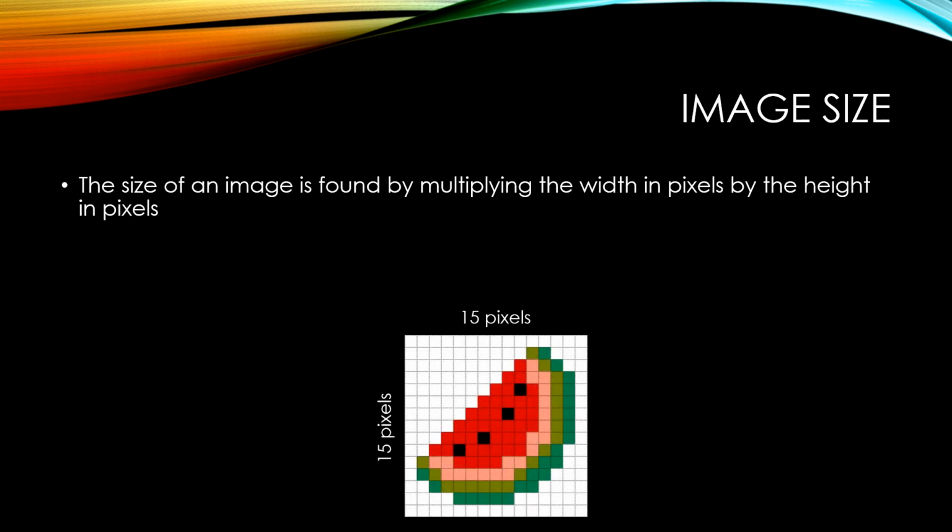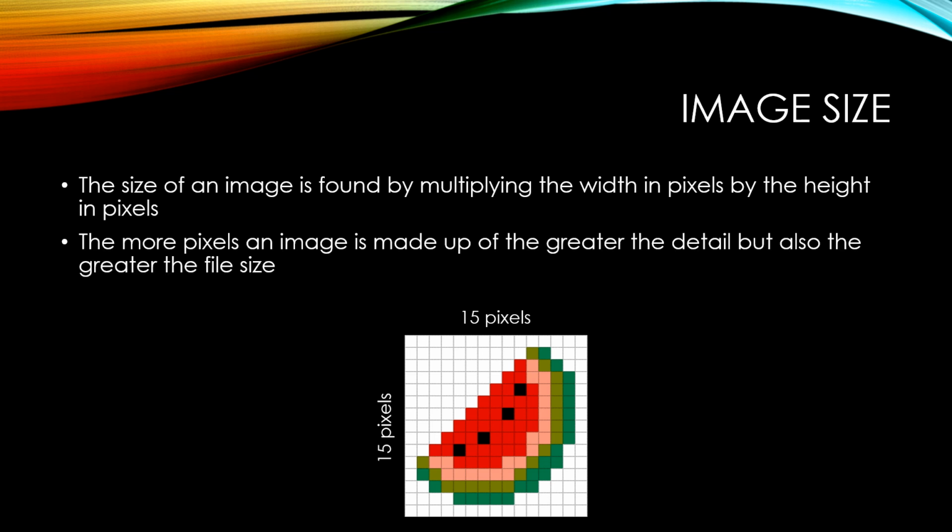The size of an image is found by multiplying the width in pixels by the height in pixels. The more pixels an image is made up of, the greater the detail it contains, but also the greater the file size, as we have to record the color of each of those extra pixels.